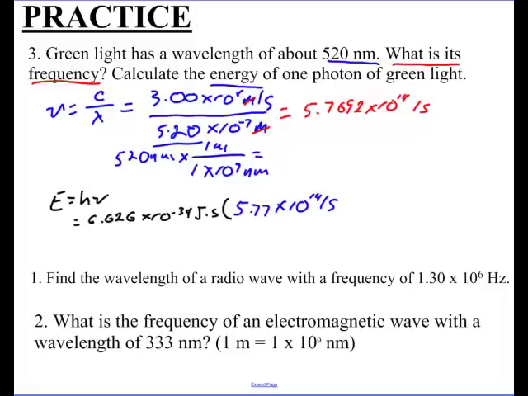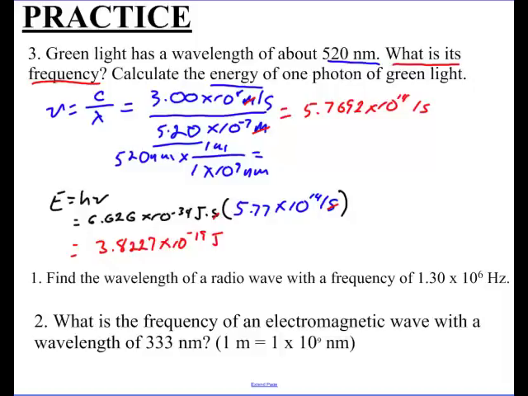Again, let's look at our units, guys. We've got seconds there. Seconds on the bottom, they cancel. I'm left with joules, which is good because we're finding energy, and energy is always in joules. And so when I work that out, I get 3.8227 × 10⁻¹⁹ joules. Okay, slight little glitch here, though, right?